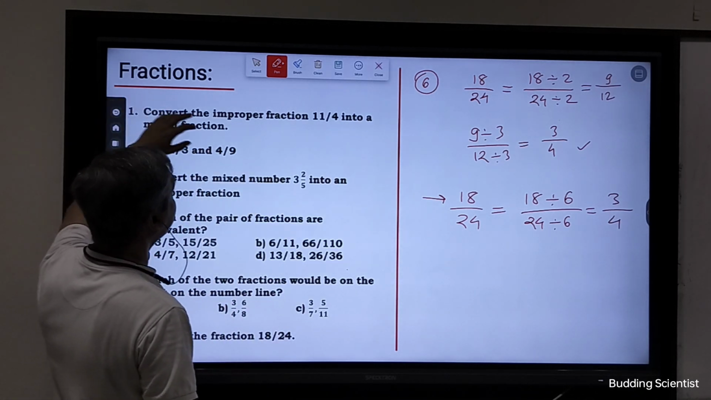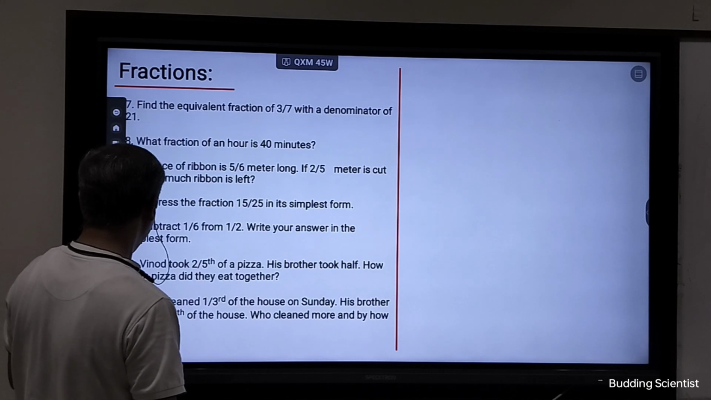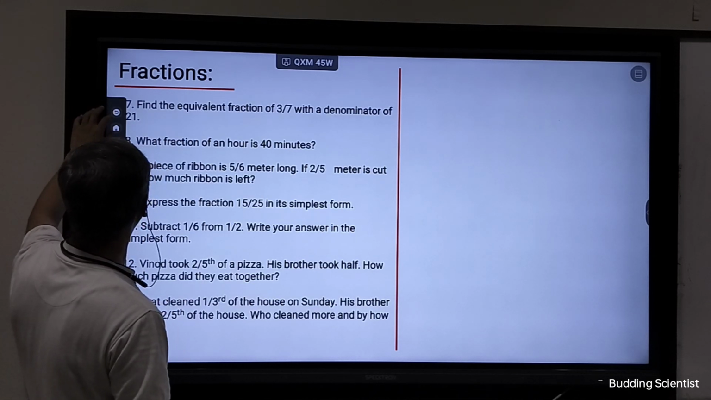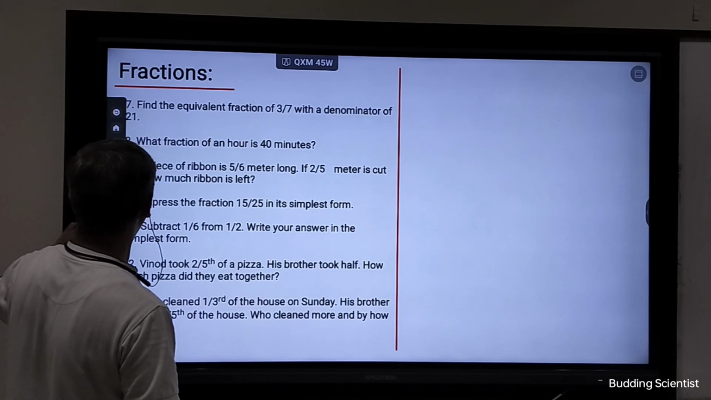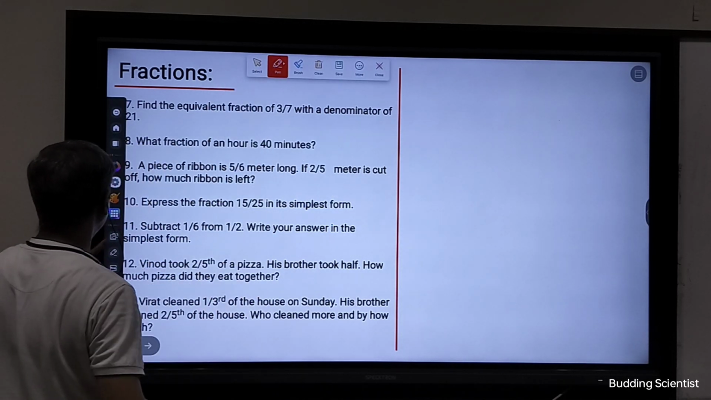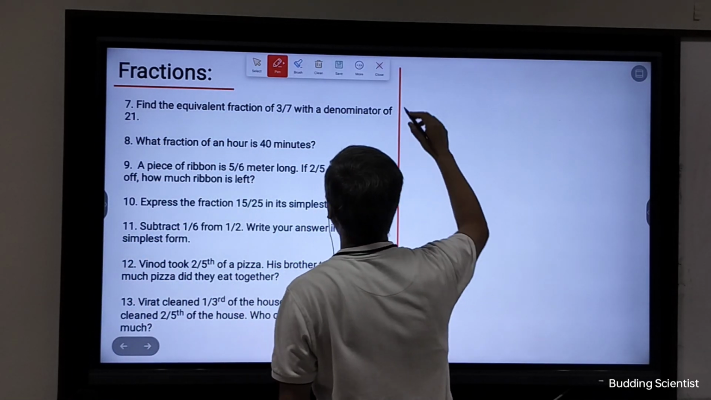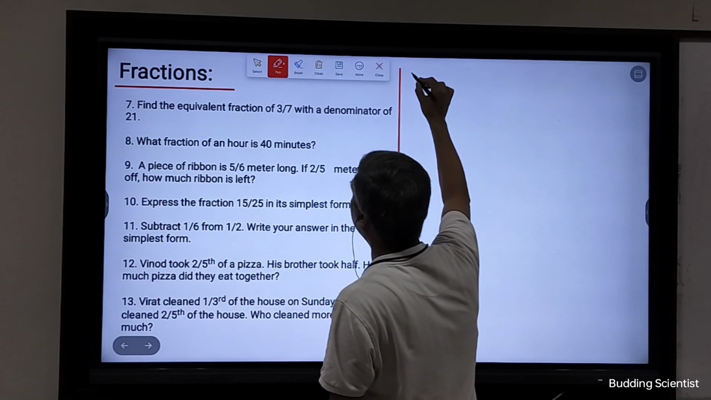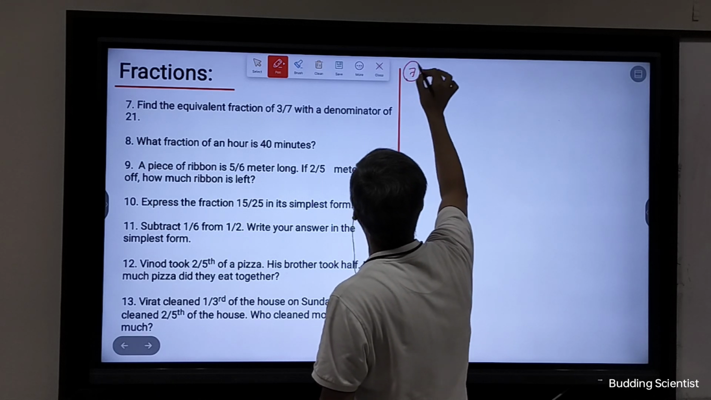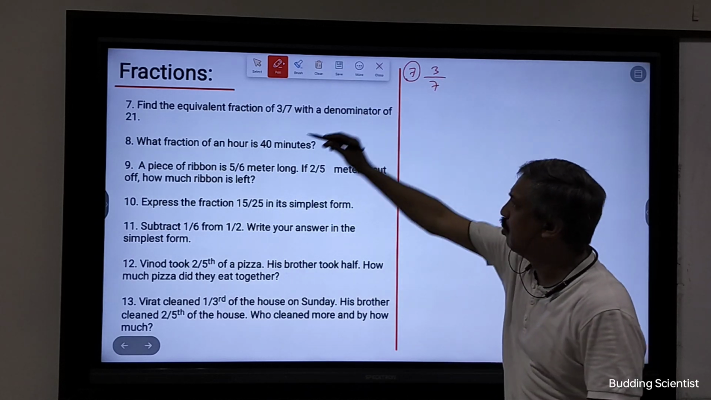Alright, we are done with this first part. We'll have a few more problems here. Let's see question number 7. Find the equivalent fraction of 3 by 7 with a denominator of 21. So question number 7. 3 by 7 and we want to make the denominator equal to 21.